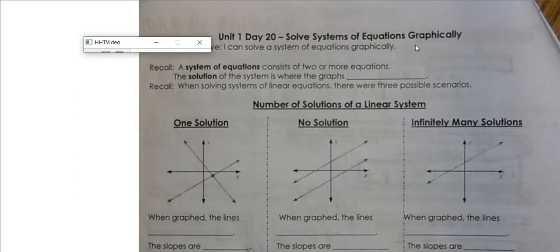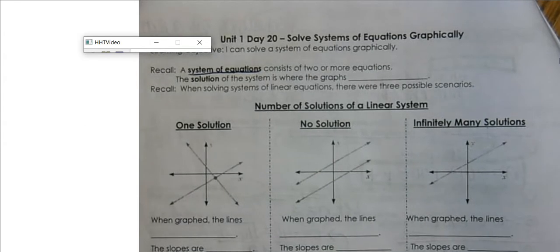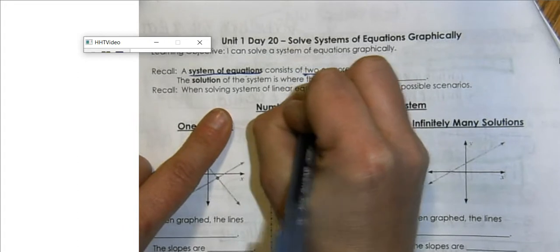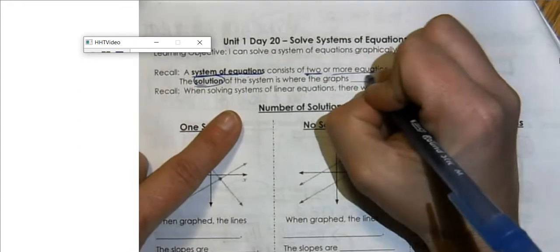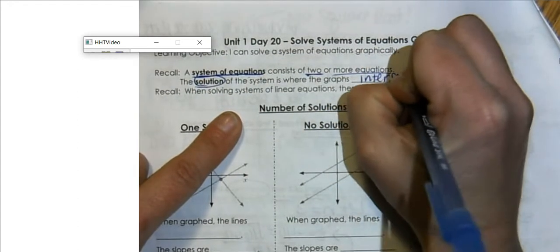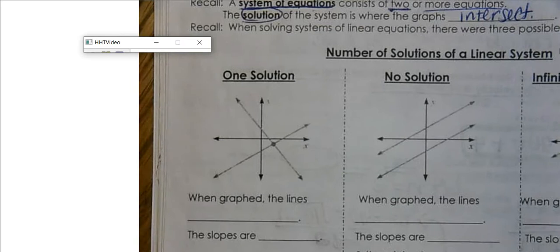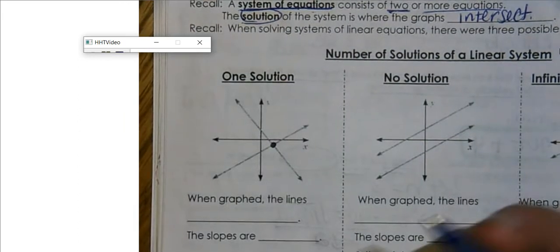So recall back from Algebra 1 what a system of equations was. We used to graph systems of equations where we had multiple lines and we would look for points of intersection. A system of equations consists of two or more equations, and the solution of the system is where the graphs would intersect. So we would look for different kinds of intersections.